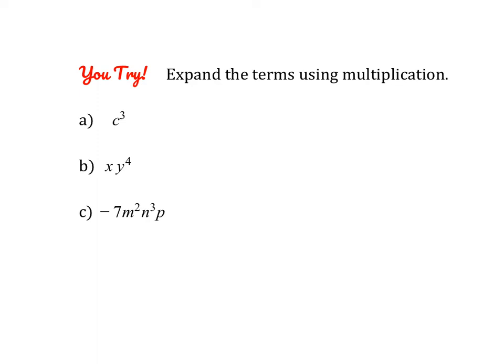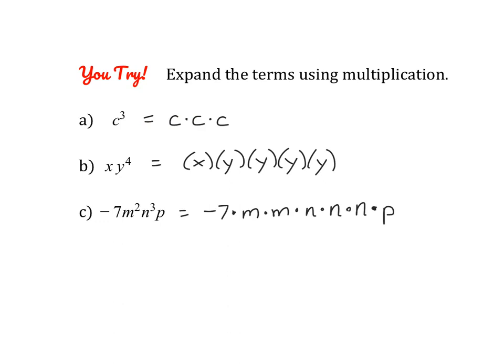Okay, last three, go ahead and pause the video and give these three a try. Okay, so check your work. Here we should have c multiplied three times. For part B, we should have a single x and then y multiplied four times. And then for part C, negative 7 times m times m times n times n times n times p.